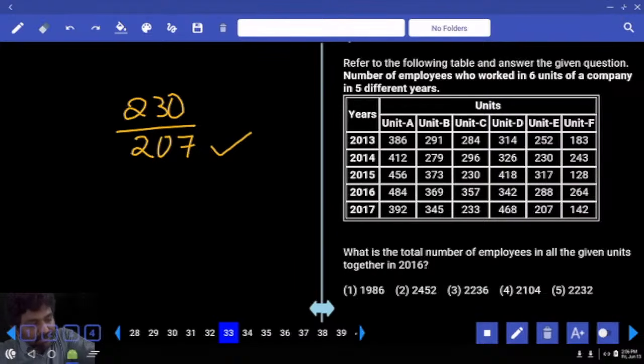What is the total number of employees in all the given units together in 2016? 2016 all together. Can we verify the last digit? 2 options ending with 6, 2 options ending with 2. How can we verify it? Can we verify the last 2 digits? Now it is yes.